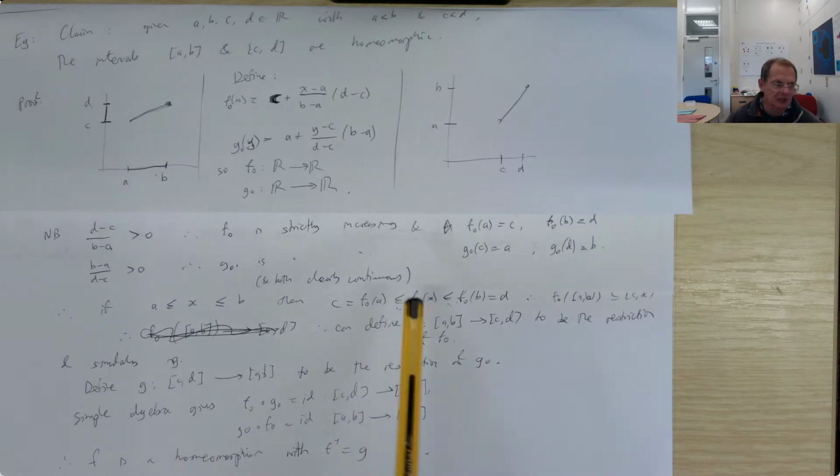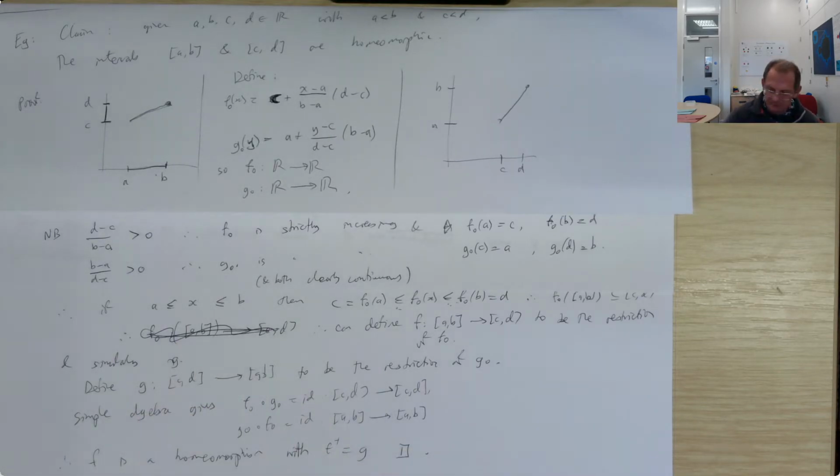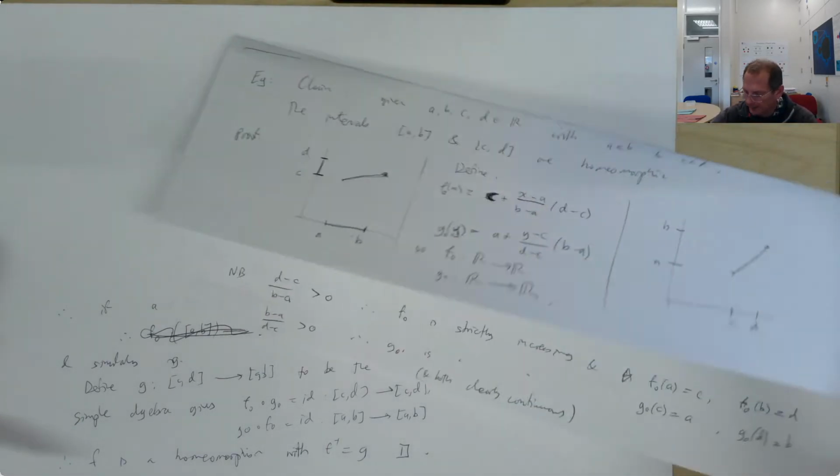And then similarly for G, and then we need to check composites both ways around are the identities, and we didn't even bother to write that out. That's really the easy bit. It's more the logical structure, making sure that everything is well defined and has the right domain and codomain, that's where the work has to go in. Okay, so that's what we need to say about closed intervals.